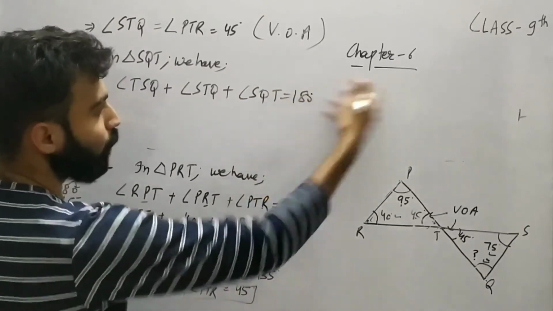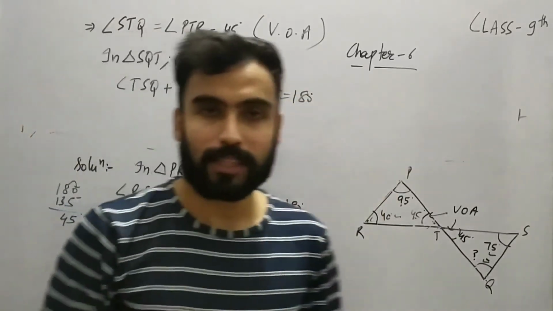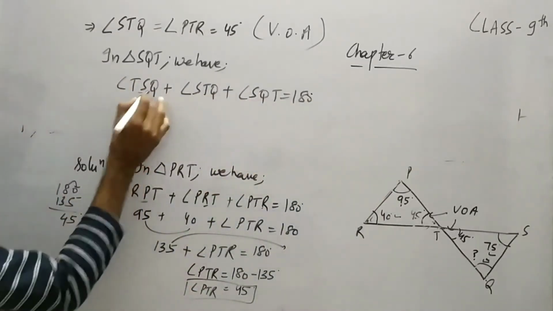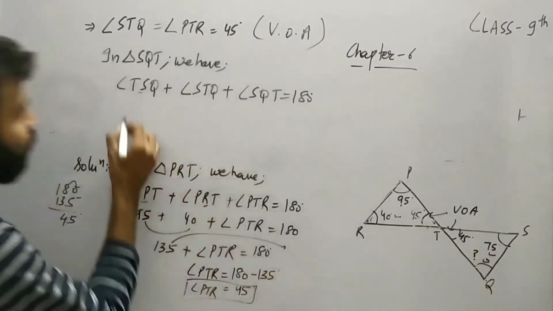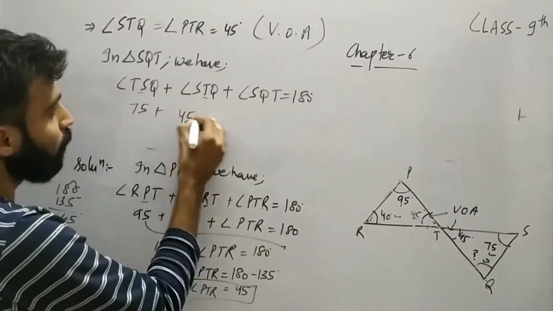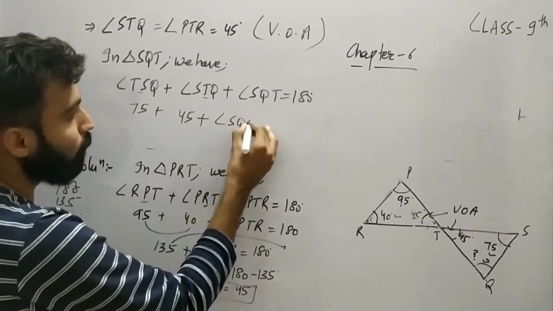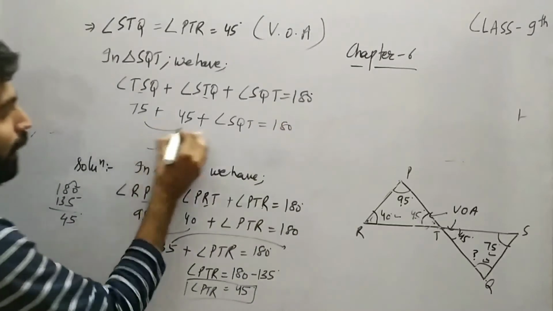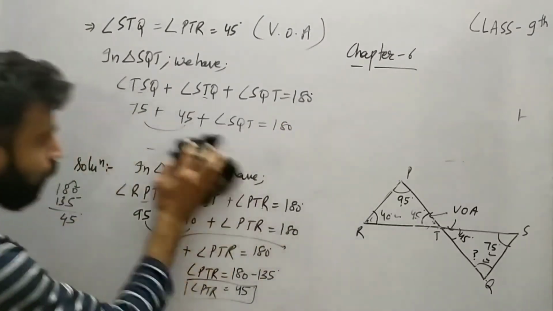Equals 180. You can write that the sum of all angles of a triangle is 180. Same. So angle S here, you can see, is 75. So let me just write that. Now angle T is 45, plus angle SQT, what we have to find, right? So simply add them.